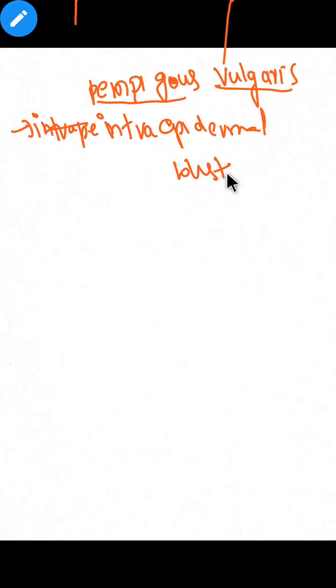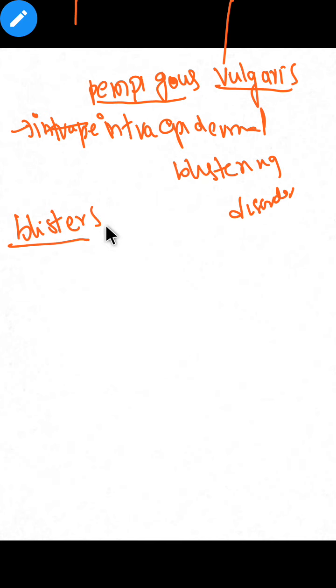Blistering disorders means that mainly there is formation of blisters. And these blisters are formed in the epidermis. Let us see how these blisters are formed.